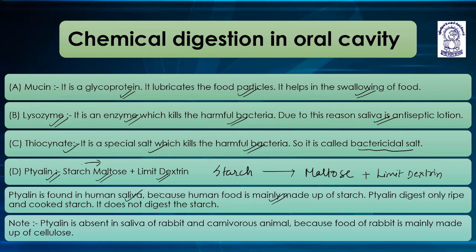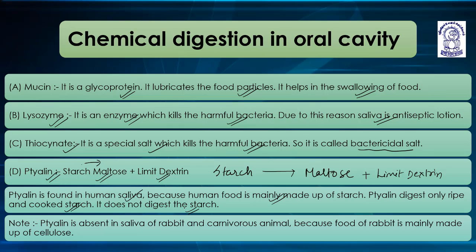Ptyalin digests only ripe and cooked starch. It does not digest raw starch. In the case of humans, the food is mainly fibers or starch which is cooked. Initially it is already broken down. The bonds of the polymer of the starch are broken down because of heat.